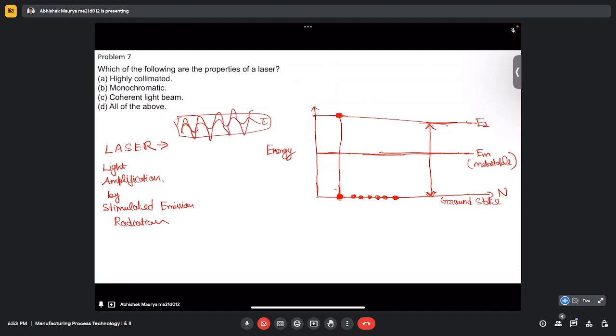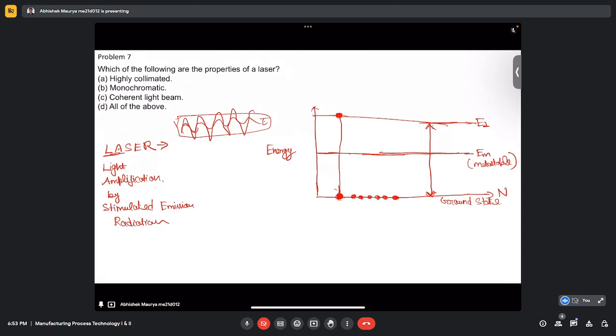Okay, so that's what we want. We want to increase the light energy of the light beam so that it would be sufficient to raise the temperature of the workpiece material, and that's how the machining will take place. Therefore, light amplification is very important. So now, how is it happening? I told you.